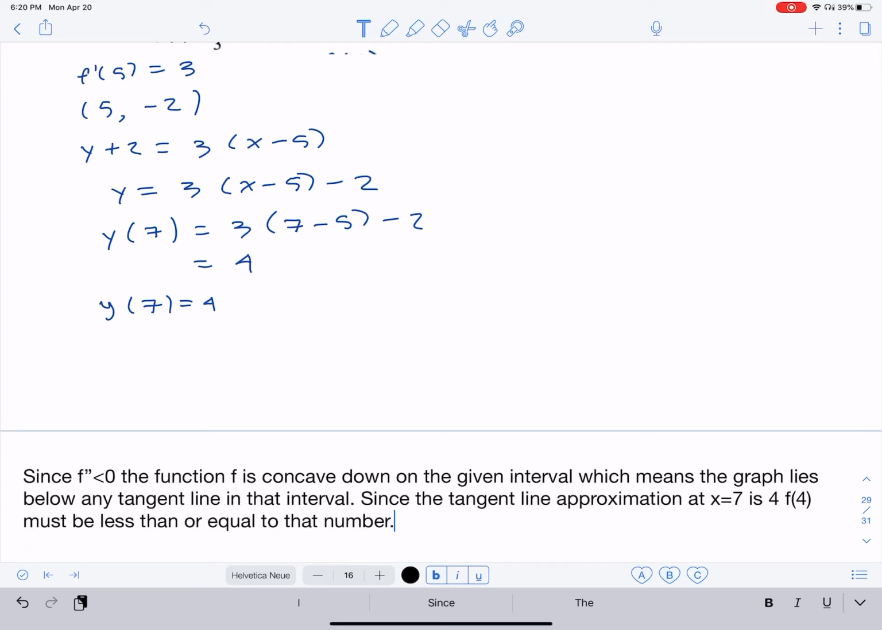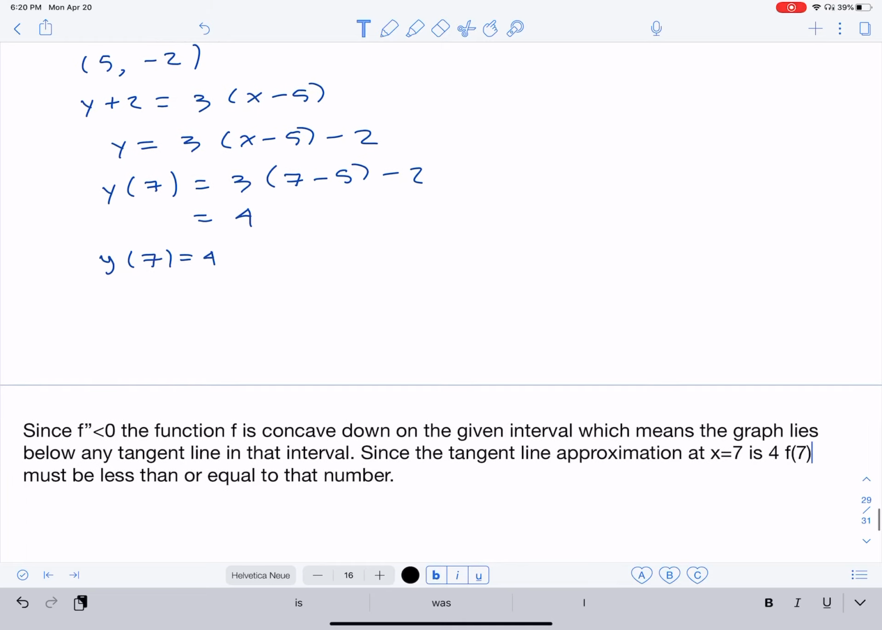The big thing I have to establish is one, the function was concave down, and two, that means the tangent line that I evaluated at 7 is above the graph. So the graph can have at most f of 7, not f of 4. I see that, I'm fixing it. F of 7 at most can be 4, but it can't be greater than that. It has to be less than or equal to. Okay, that is part 1.